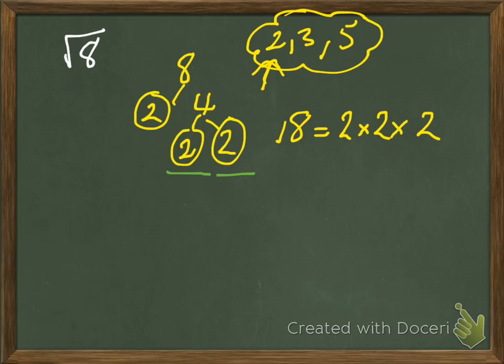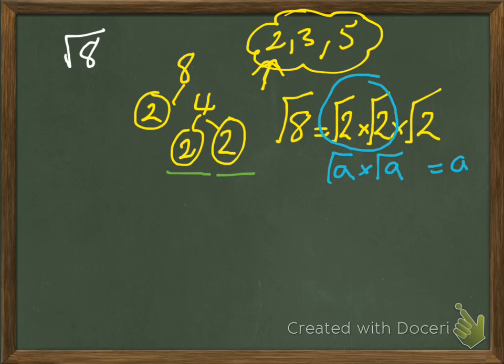So therefore the square root of 8 equals the square root of 2 times the square root of 2 times the square root of 2. Okay, so now I'm going to remember that the square root of A times the square root of A will equal A. I see that I've got 2 square root 2's here, so that must mean that square root of 2 times square root of 2 equals 2. I've still got a root 2 left, times root 2, and that is the answer. Square root of 8 equals 2 root 2.